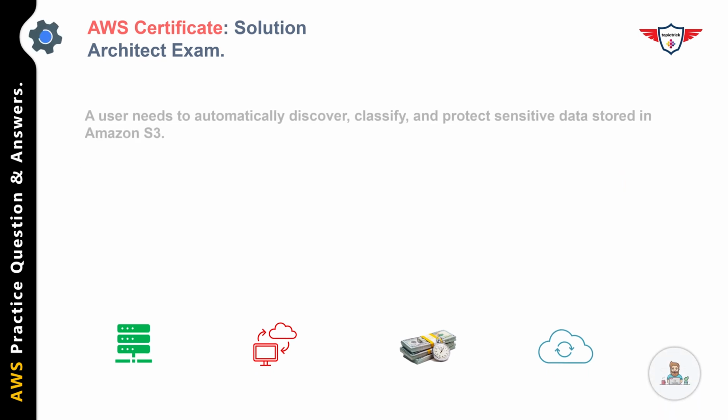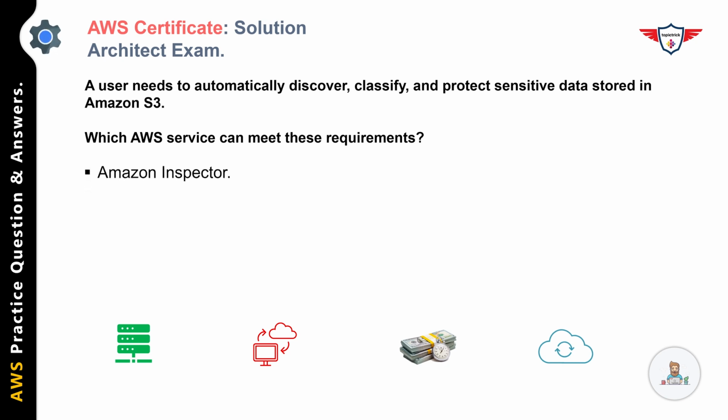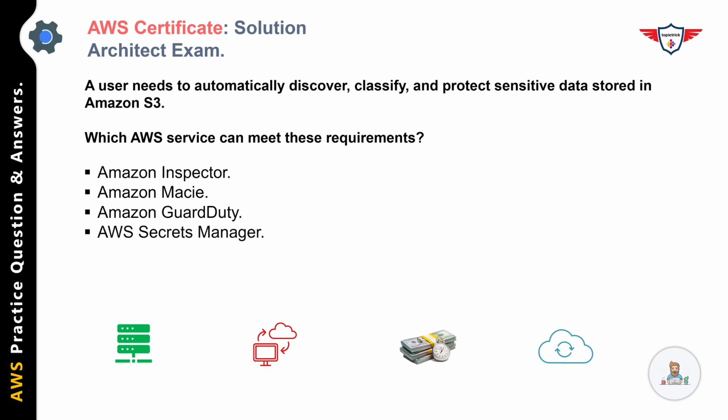A user needs to automatically discover, classify, and protect sensitive data stored in Amazon S3. Which AWS service can meet these requirements? The options are Amazon Inspector, Amazon Macie, Amazon GuardDuty, AWS Secrets Manager, and the correct answer is Amazon Macie. It is an automated security assessment service that helps improve the security and compliance of an application deployed on AWS.